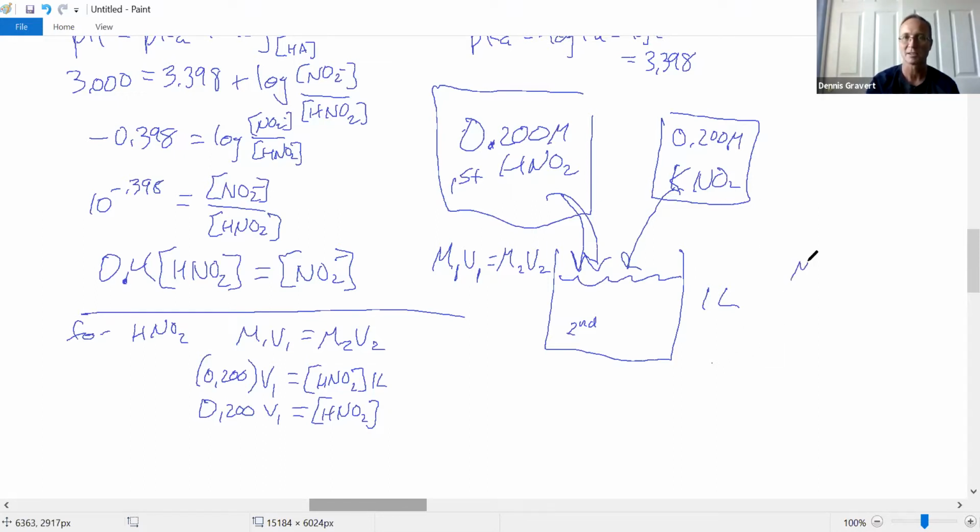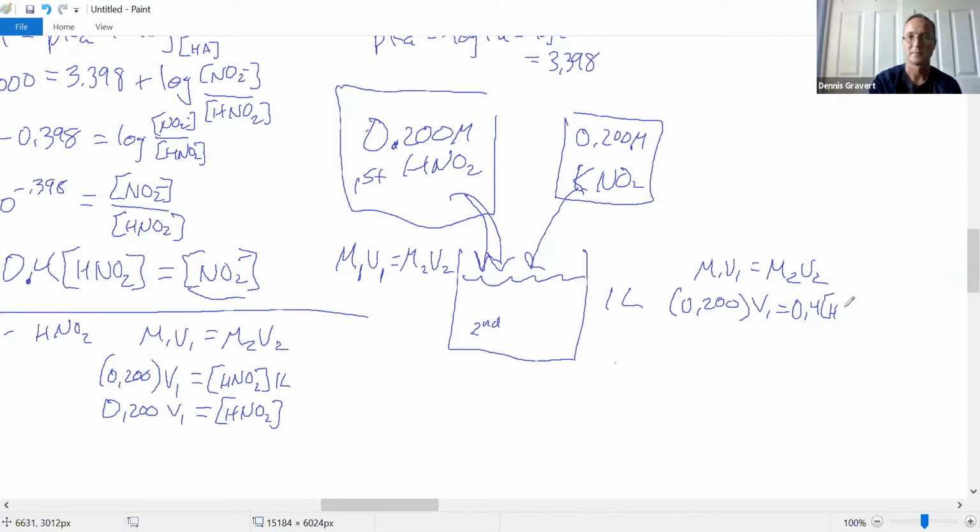For this solution, we're also going to do M1V1 equals M2V2. The first concentration, it's 0.200 molar again. The volume, don't know. That's what I need to find out. How much do you take out of this? Final concentration, still don't know. You could put in this number, but you know what? Looking ahead, I'm going to say the final concentration is supposed to equal 0.4 times this one, times the volume. Well, the final volume of the second solution is 1 liter again. So let's multiply this out. You got 0.200 volume 1 equals 0.4 times the HNO2 concentration.